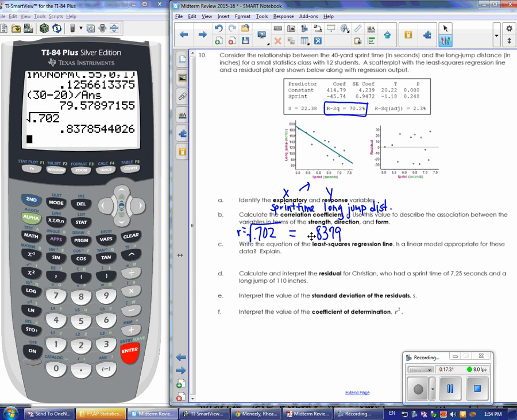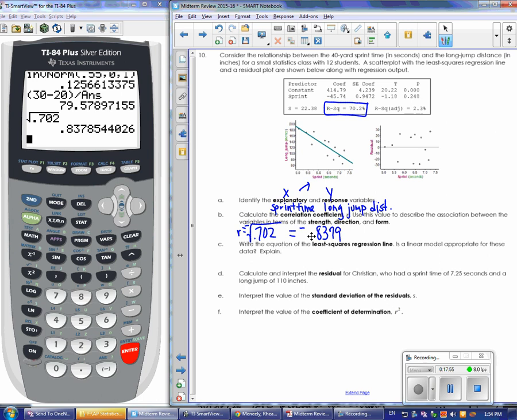But this is one thing that you have to be really careful of. If I look at that line, it's decreasing. So I know that my slope must be negative. That means that my correlation must be negative because there's a negative association between the variables. So don't forget to include that negative when you're doing this. And then once you compute the correlation coefficient, then you can comment on the association between the variables.